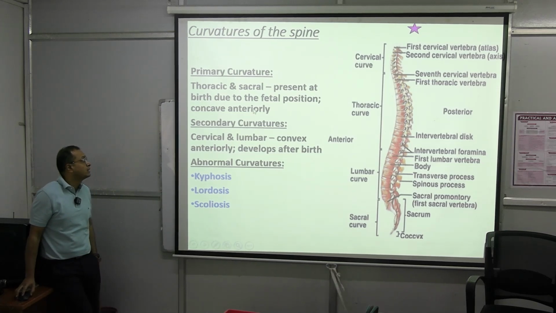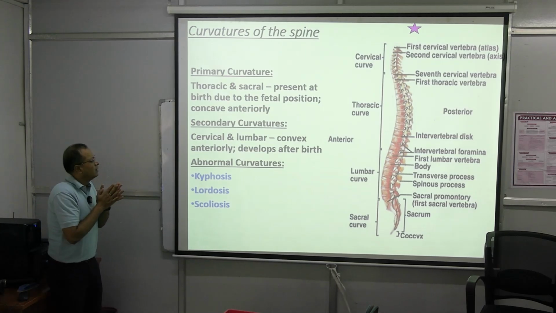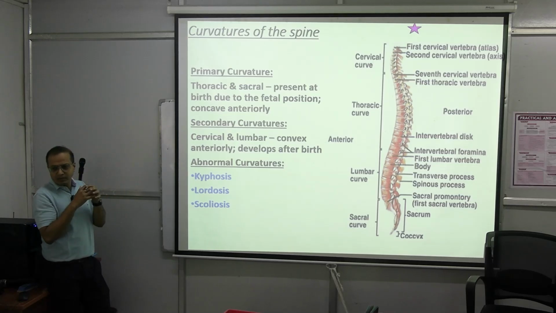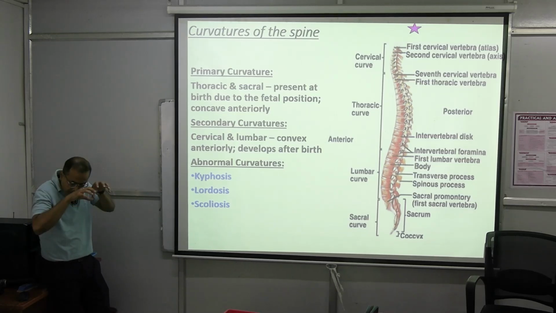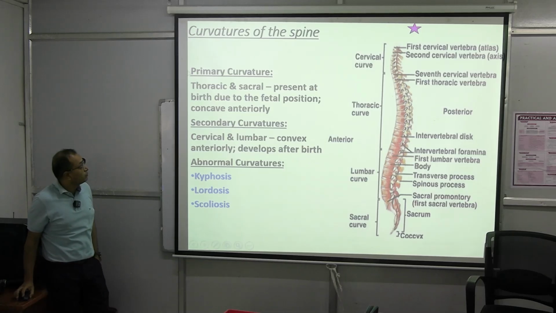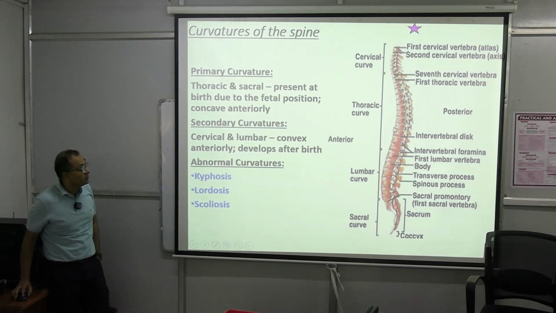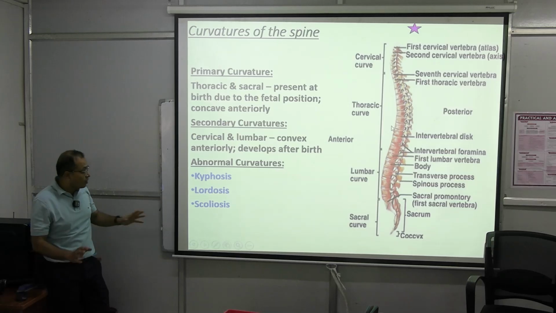So these are the 2 normal things: the primary curvature that you are born with, the C-shaped curvature, which was there in the fetal position, where the fetus was flexed with a bend like this. It is concave anteriorly, a single concavity. Later we develop convexity anteriorly in the cervical and lumbar regions, the cervical and lumbar secondary curvatures. These are the two curvatures we normally have.